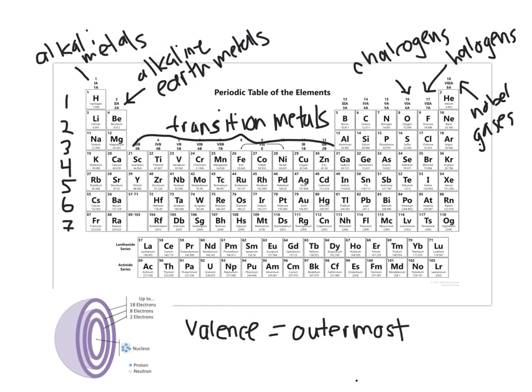Notice that most of the elements in the periodic table are metals. In fact, we can draw a dividing line in the periodic table right about here. All of the elements on the left-hand side of that dividing line are metals, and the elements on the other side of that dividing line are nonmetals. That's going to become important because metals and nonmetals behave very differently.